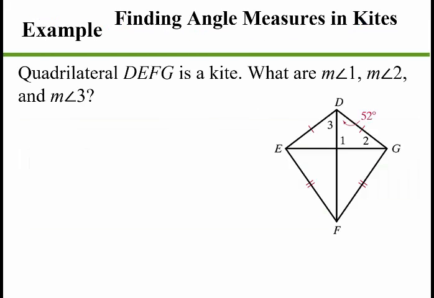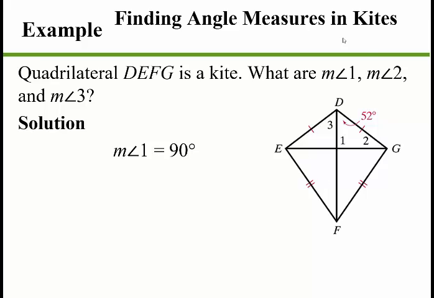All right, let's do an example. So I'm telling you that quadrilateral DEFG, the outside there, is a kite. I want to know what the measure of angle 1, the measure of angle 2, and the measure of angle 3 are. All right, well, solution first is if it's a kite, measure of angle 1 has to be 90 degrees because the diagonals are perpendicular to each other.